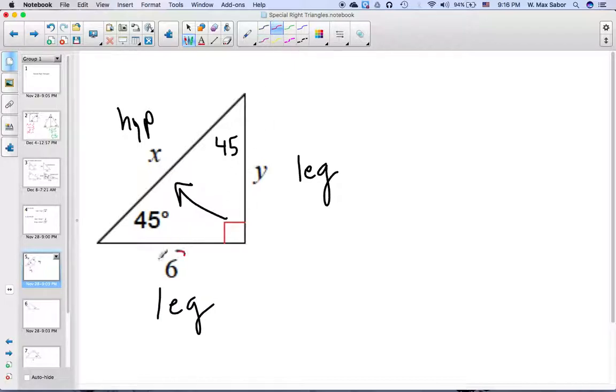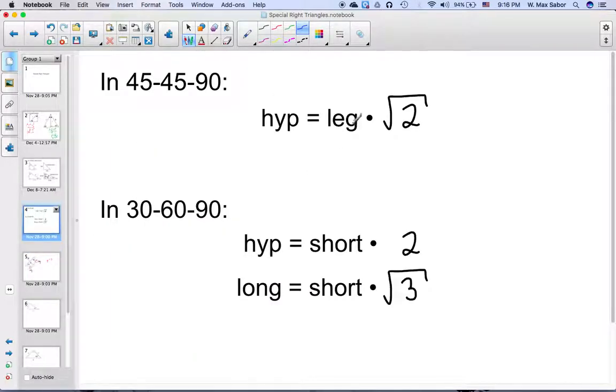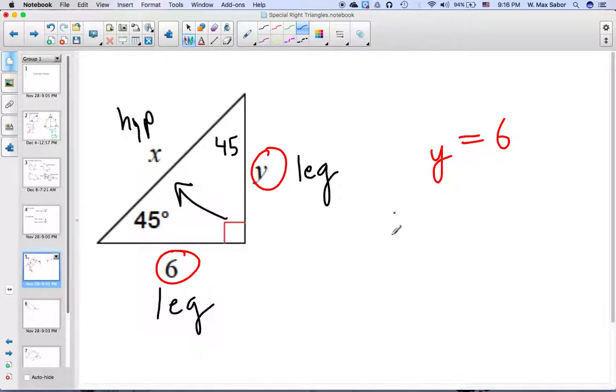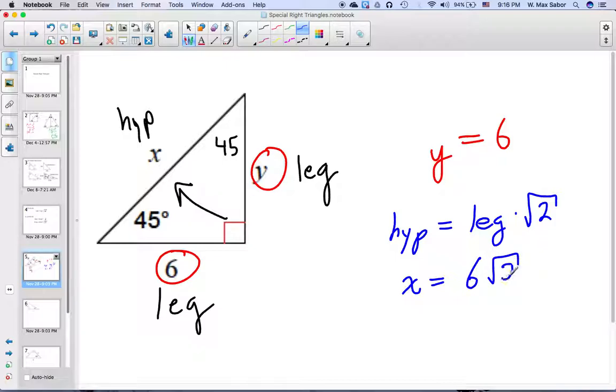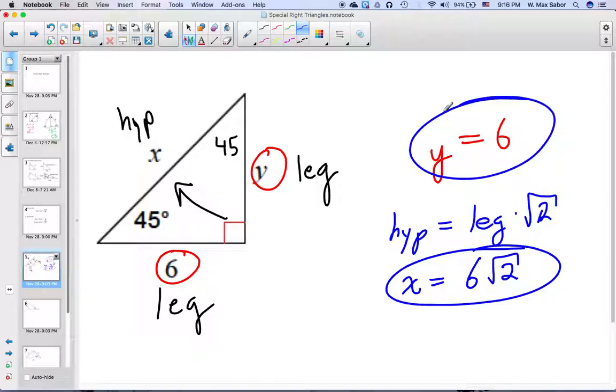So this 6 tells me that the other leg should also be 6. So y equals 6. Then the other rule says the hypotenuse is the leg times square root of 2. The hypotenuse is x. The leg was 6, and then square root of 2. So that's what I write for x, and that's what I write for y.